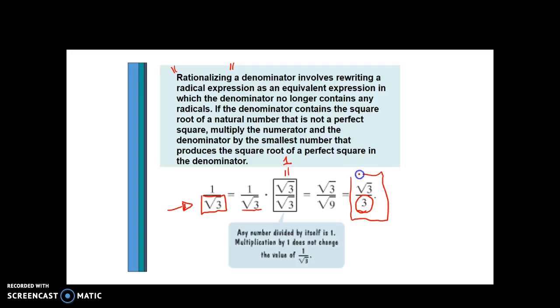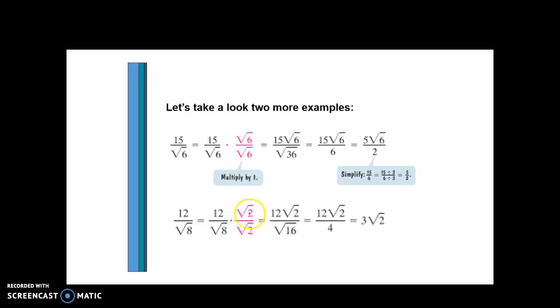And now, my friends, this is rationalized. We have a denominator, 3, that makes sense. 3 is 3, all right? So that's great. We don't really care about the numerator so much. So this is a rationalized denominator. Let's take a look at a few more examples.